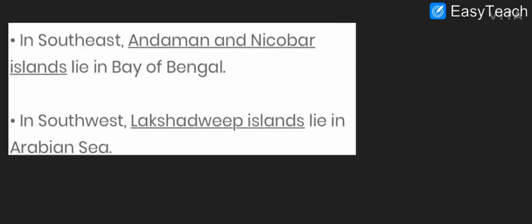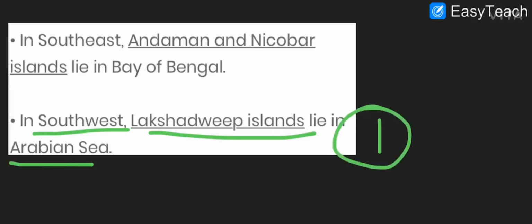Next, in the southeast, you have the Andaman and Nicobar Islands in the Bay of Bengal. Again, 1 mark. Next is extremely important. In the southwest, the Lakshadweep Islands lie in the Arabian Sea. Again, another 1 mark question. In the southeast, what is there? Andaman and Nicobar Islands in the Bay of Bengal, and in the southwest, Lakshadweep Islands in the Arabian Sea.